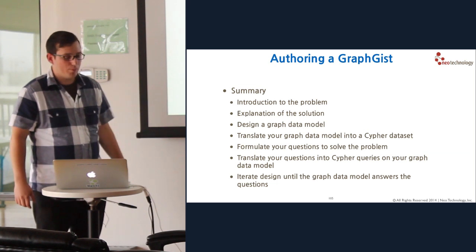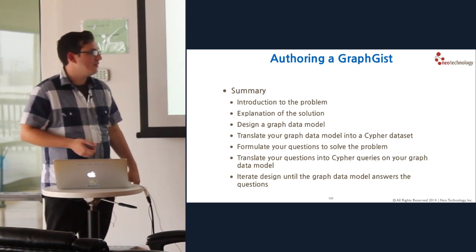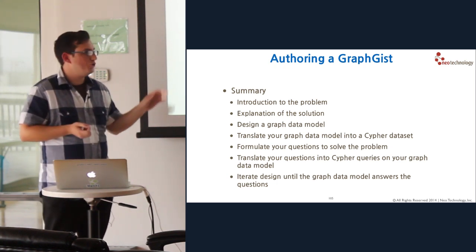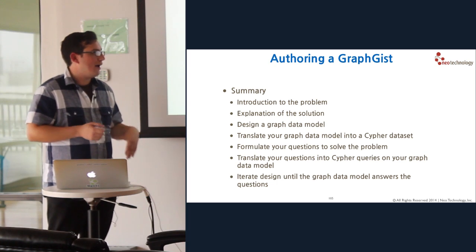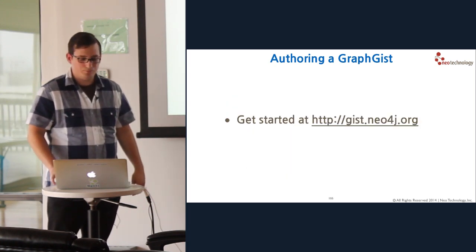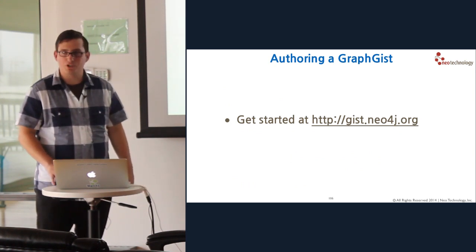And then the most important part of this is that it allows you to quickly iterate without too much overhead by changing a markdown file and then refreshing the page. And you can iterate through that and see how changing a Cypher query might impact the final result. Again, you can get started with that at gist.neo4j.org.